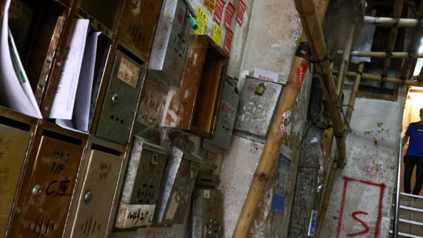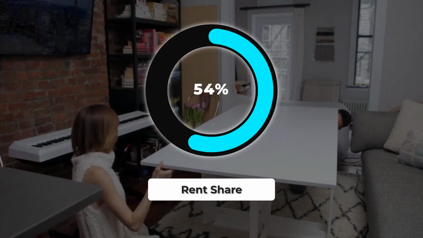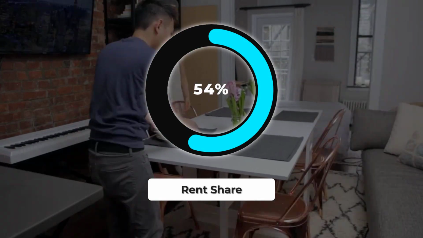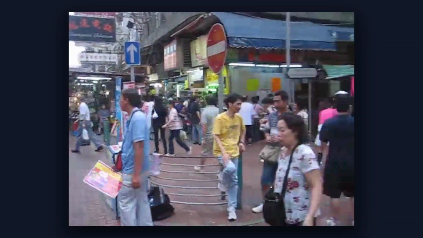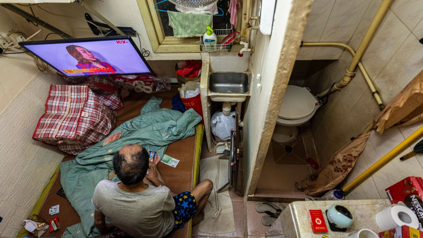Rent-to-income ratios offer no relief. In both Hong Kong and Manhattan, over half of median household income goes to rent. In Sham Shui Po, one of Hong Kong's most crowded neighborhoods, the poorest families spend 35 to 50% of what they earn just to keep a roof overhead.